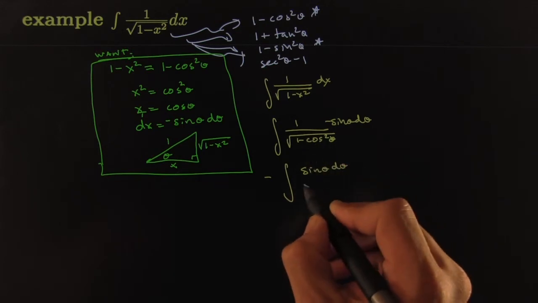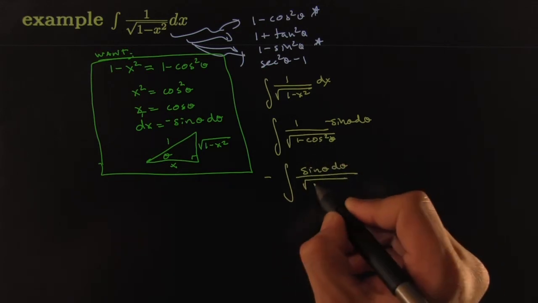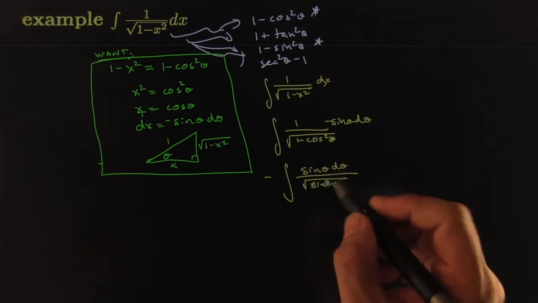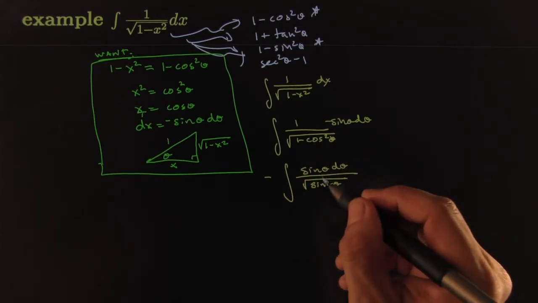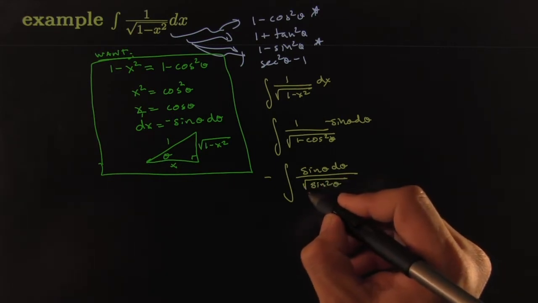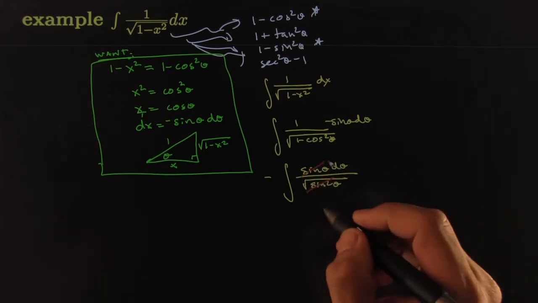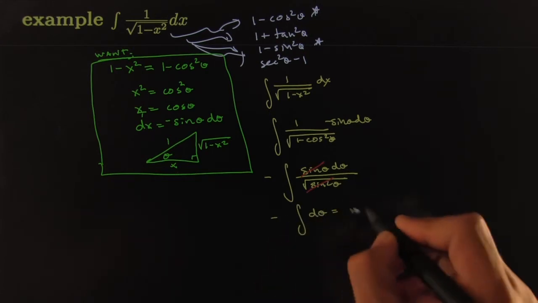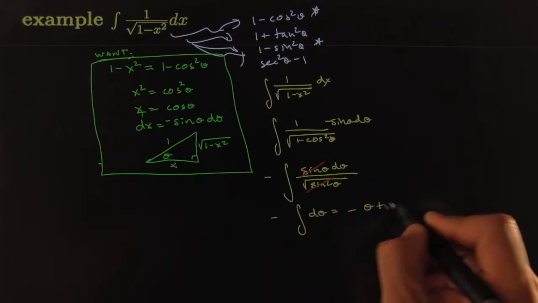On the bottom, this becomes the square root of sine squared theta. Look at that. Isn't that nice? Turning into a monomial. Life is good, right? Now, of course, the square root of the sine squared, assuming it's positive, would cancel that one. And that would become d theta, which would become negative theta plus a constant.